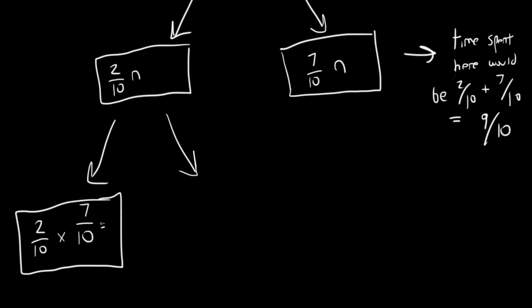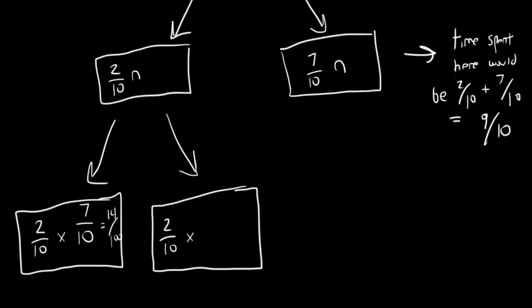I can do it. Can I fit? I think I can fit it. So this will be 14 over 100. Make this box a little bit bigger so I have a bit more room. This one will be 2 over 10 multiplied by 2 over 10. So we're mapping out all the possible outcomes here.